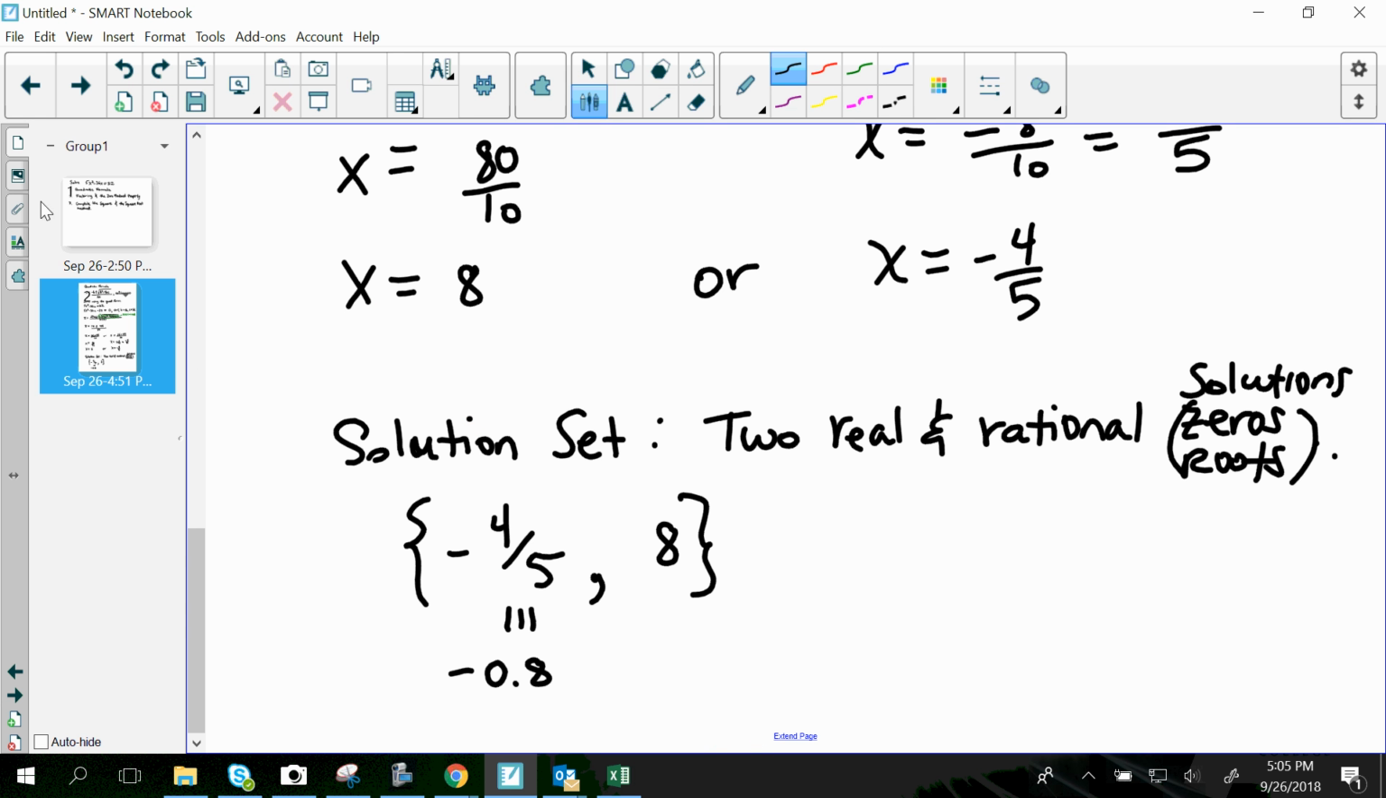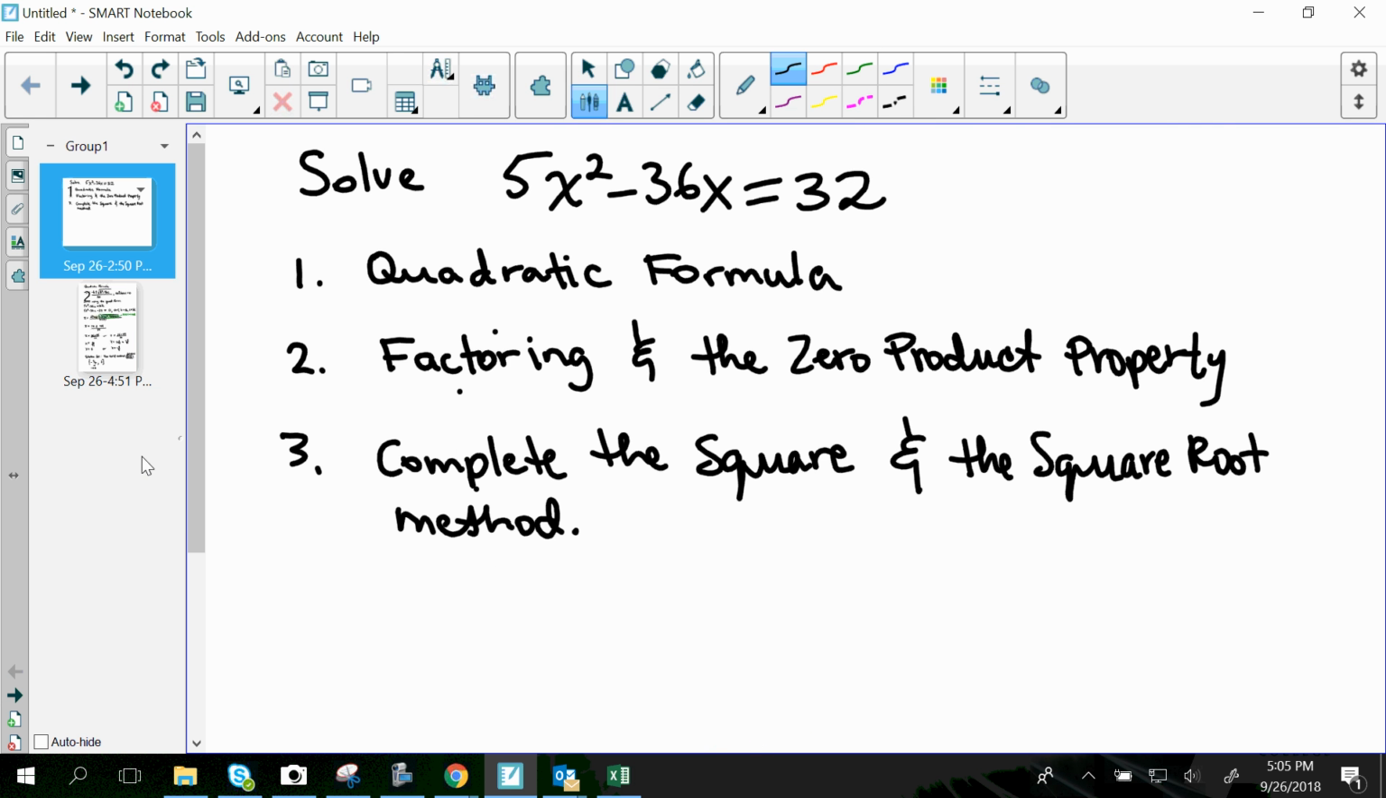Okay, so we have completed, let's go back to the overview. We have completed solving using the quadratic formula. So now that we know what our solution set is, we've even used Excel to confirm those answers, and now we're going to try the other two methods. So let's start with factoring and the zero product property.